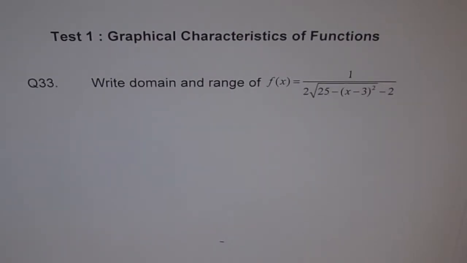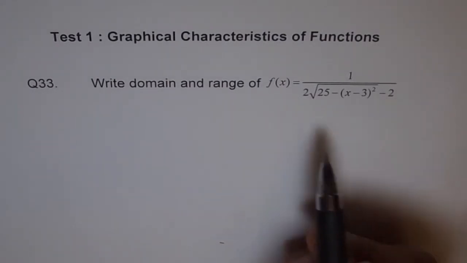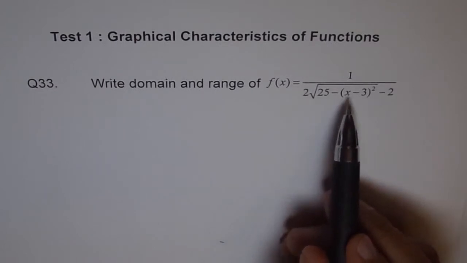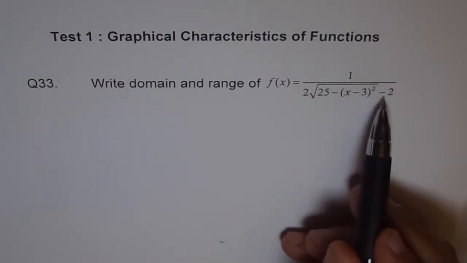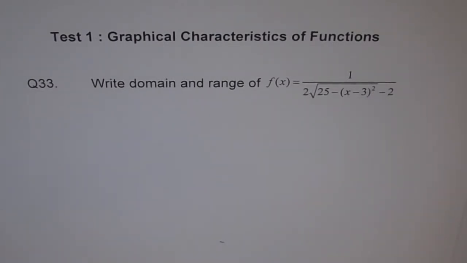Here is a very interesting thinking problem on domain and range. Question 33. Write the domain and range of f(x) = 1 over (1/2 times the square root of (25 minus (x minus 3) squared) minus 2). My student shared this problem with me today, and I thought it important to share it with all other students.